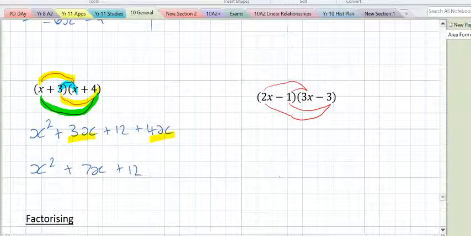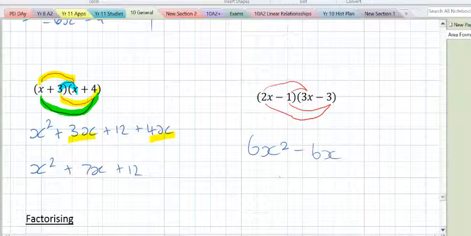Alright, go again. So it goes 2x times 3x. That's 6x squared. Good. And then minus. Good. And then it's 2x times minus 3, that's minus 6x. Good. So do I have to put another minus there? No, you've already got the minus. Well done. Now which one next?